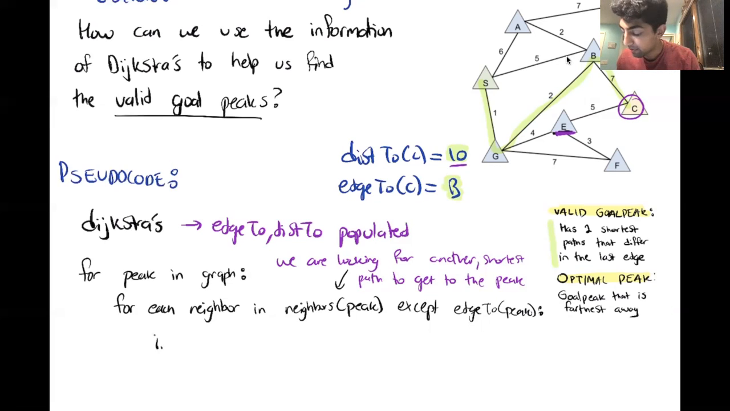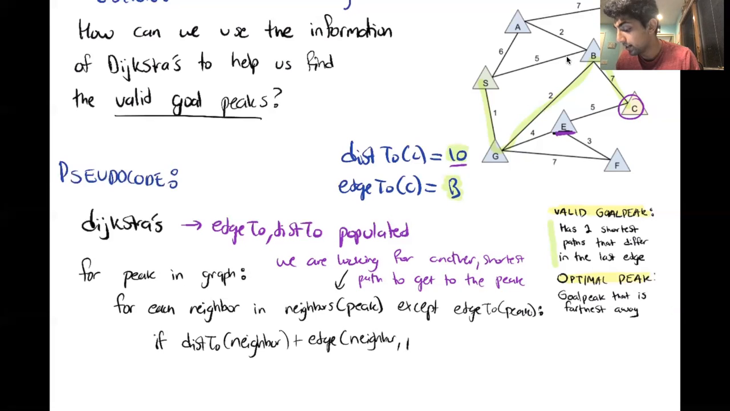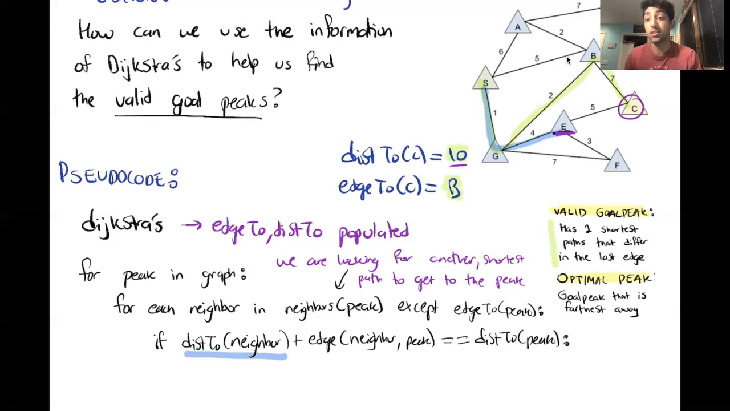So if the distance to the neighbor plus the edge between the neighbor and the peak is equal to the distance to the peak, right? What this is saying is that this is the distance to the neighbor, right? The distance to the neighbor is the shortest recorded distance to get to that neighbor, plus this edge.